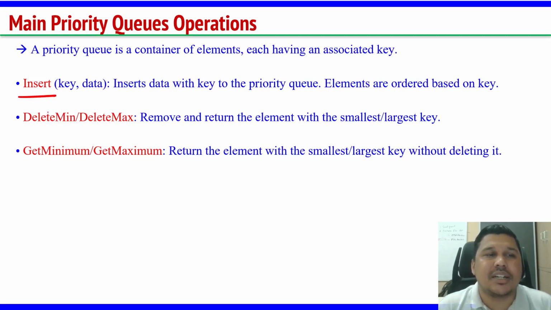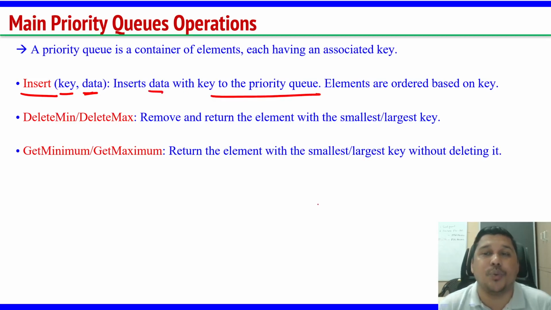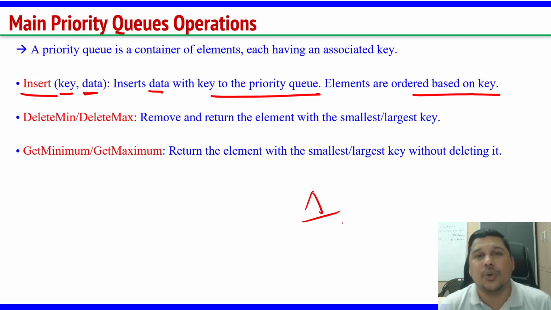The operations we do are insert, delete, and get minimum, get maximum. Again, you will understand these better later. Inserting means you are inserting the key as well as the data. Insert data with the key into the priority queue. Elements are ordered based on the key. The key is the priority ranking that you define. When you write the logic, you write it accordingly. If you define 1 as the highest priority, you can write the logic that way. If you define 10 as the highest priority, you can define it accordingly.